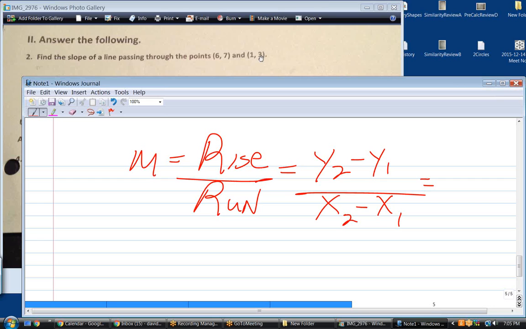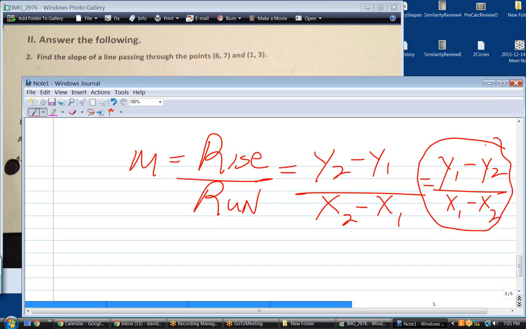Okay, so it's 3. However, you've brought up a good point that I can also go this way if I want, as long as I do it on top and bottom. And with this problem, it's a little easier to do that because we're left with all positives. In other words, I would rather do 7 minus 3 than 3 minus 7. So it's okay to do it this way. Okay. So it's what? Fill in everything for me.